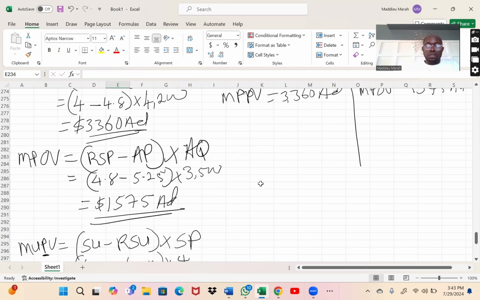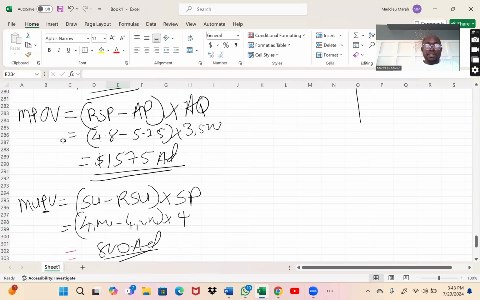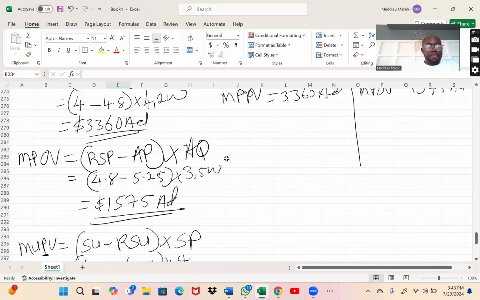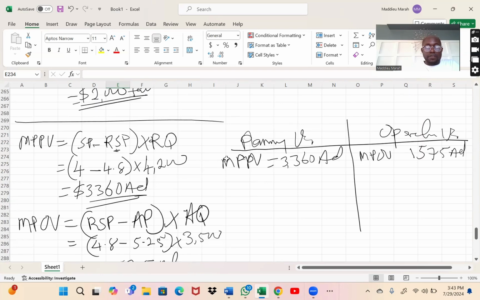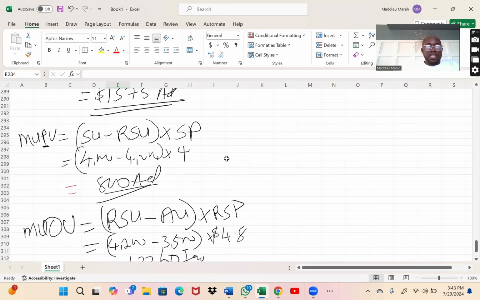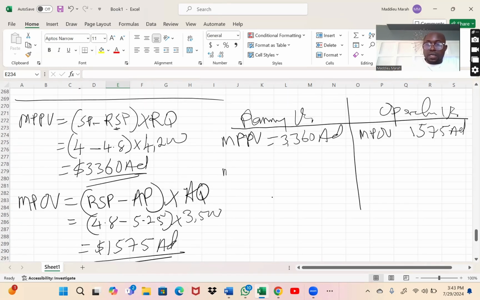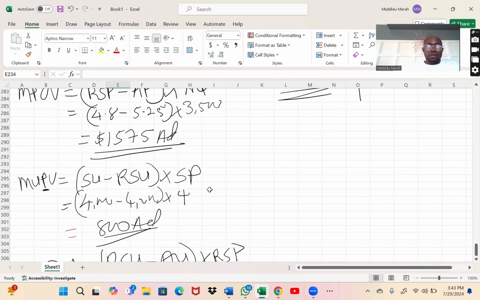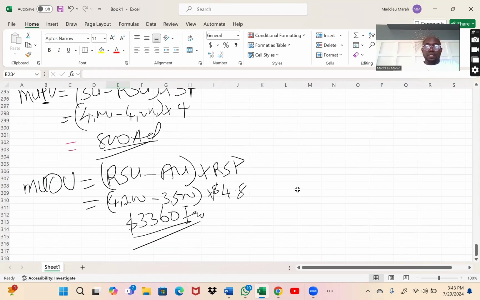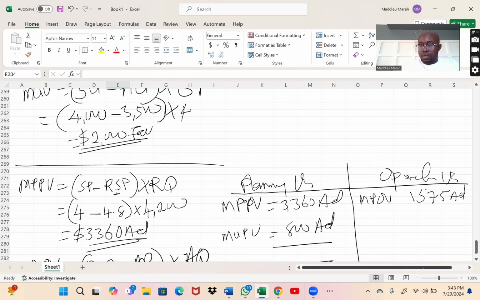The next set of variances. We have the material usage planning variance, which is 800 adverse. And the last one, the material usage operational variance, which is 3,360 favorable.